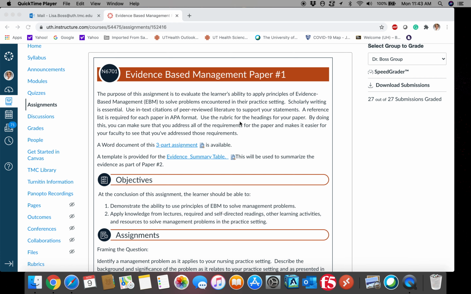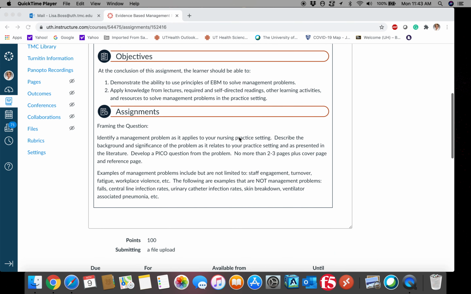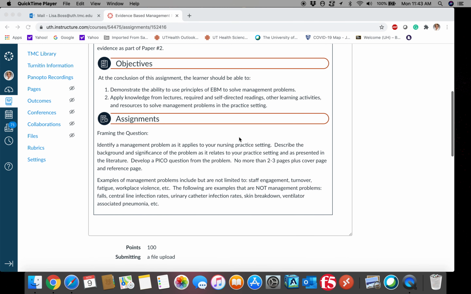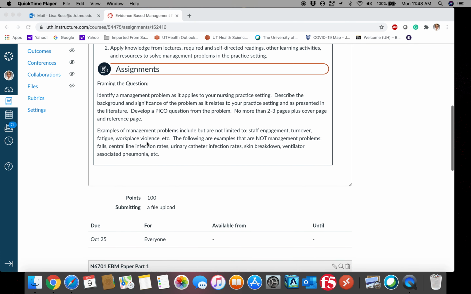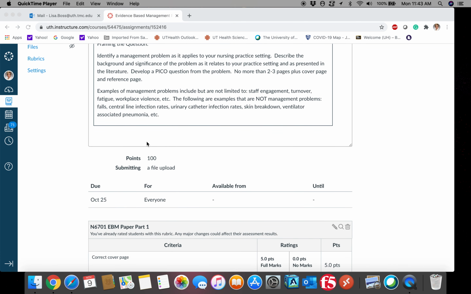So this is the very first paper in this course, and so I'm going to scroll down to Dr. Cole has it here, the objectives, the assignment, which is to identify a management problem as it applies to your practice setting, describe the background and significance as it relates to your practice setting, and then also in the literature, develop a PICO question, 2 to 3 pages.